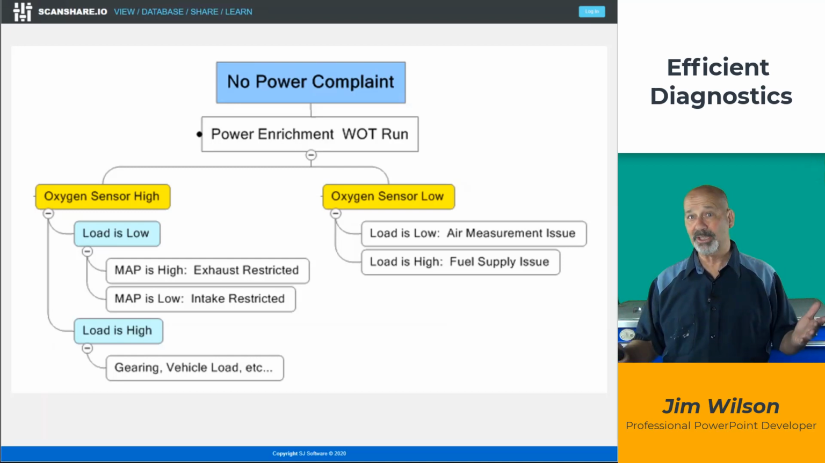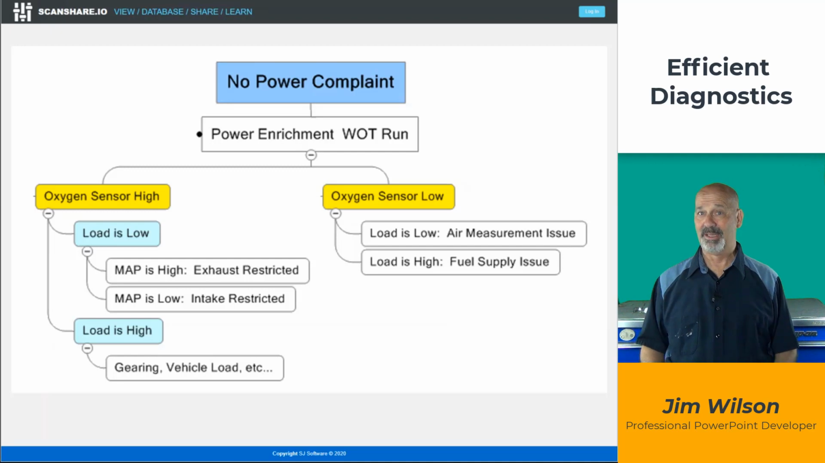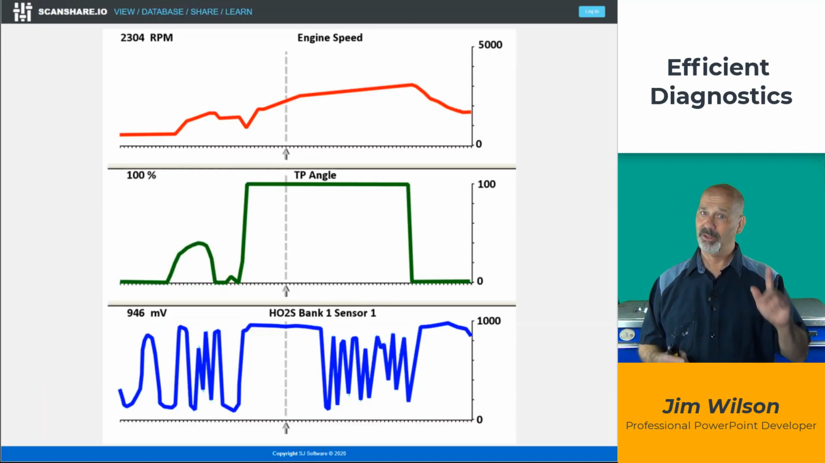And so we're going to ask the question, we have no power, what's the O2 sensor doing? If it's high, then it's rich. If it's low, then it's lean. And if you're losing power and your foot's to the floor in your power enrichment mode, if you're getting enough fuel, your O2 sensors should be high.